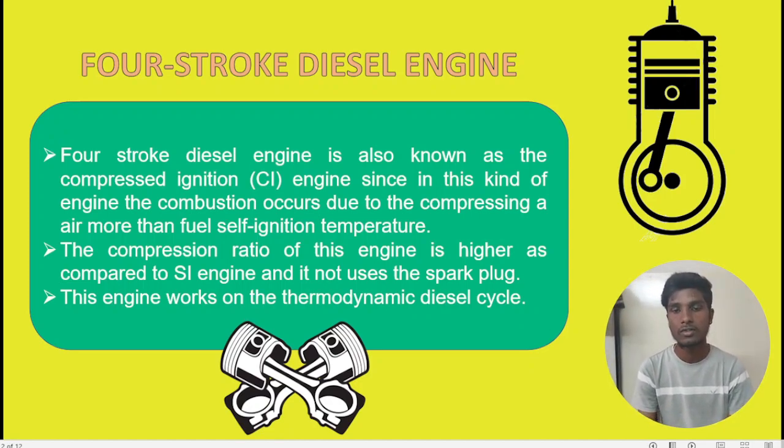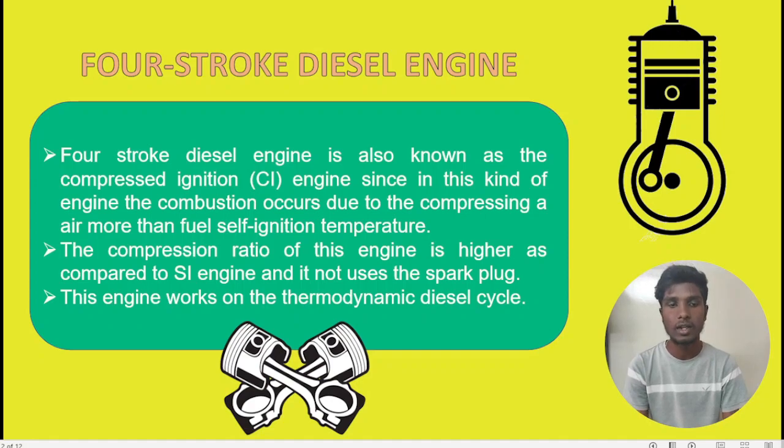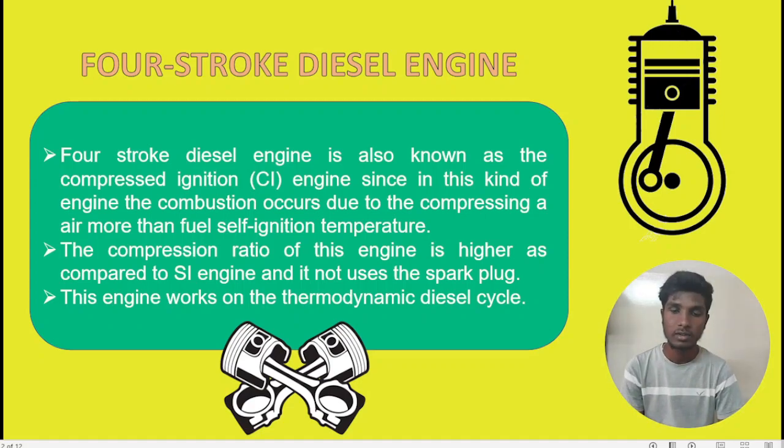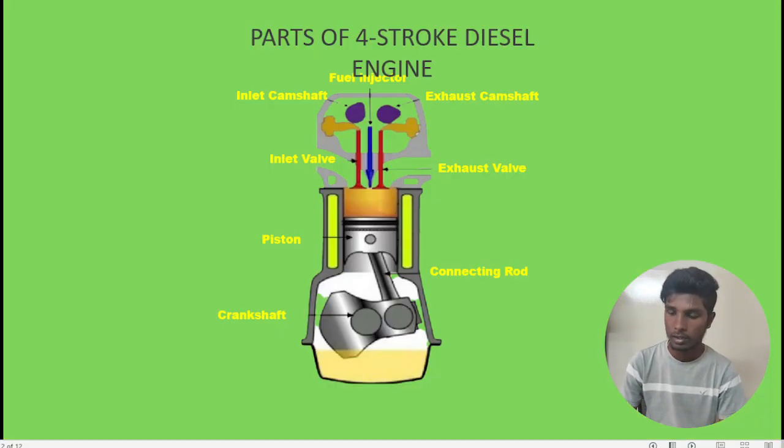The four-stroke diesel engine is also known as a compression ignition engine, since combustion occurs due to compressing air above the fuel's self-ignition temperature. The compression ratio of the engine is higher compared to a spark ignition engine, and it does not use a spark plug. This engine works on the thermodynamic diesel cycle.